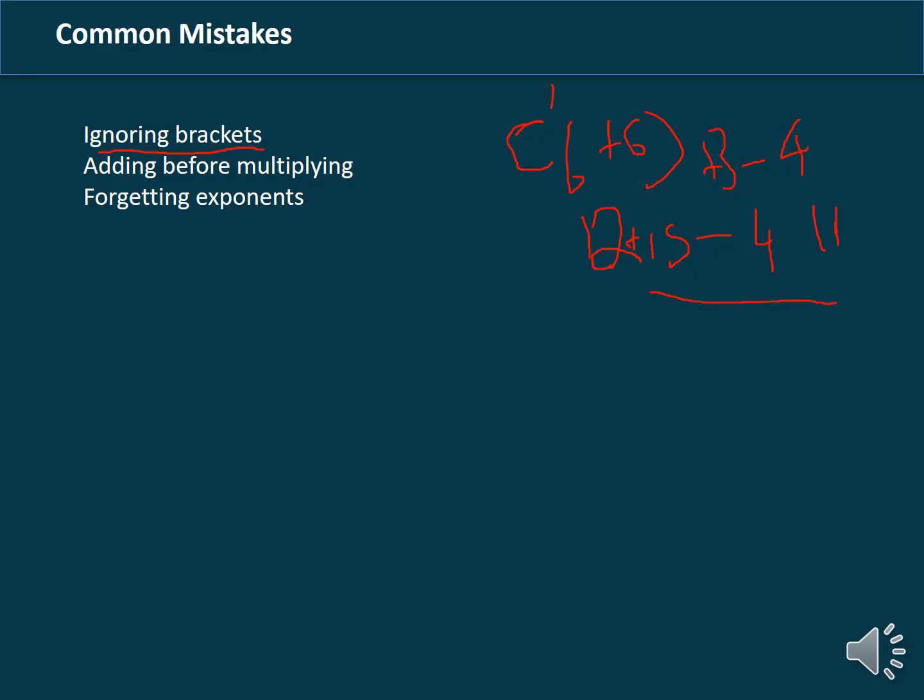And then people adding before multiplying. That's completely wrong. As I said, it does not come before, but it comes after. And then forgetting the exponents. Forgetting the exponents could be a common mistake because they just show up right at the top. Because who knows that 3 is 6 times 6 times 6? Some people don't know. Well, that's what exponents basically mean, alright?